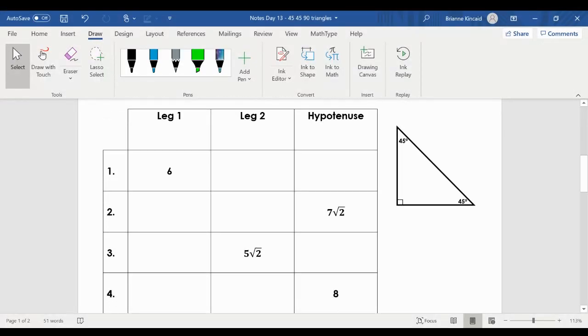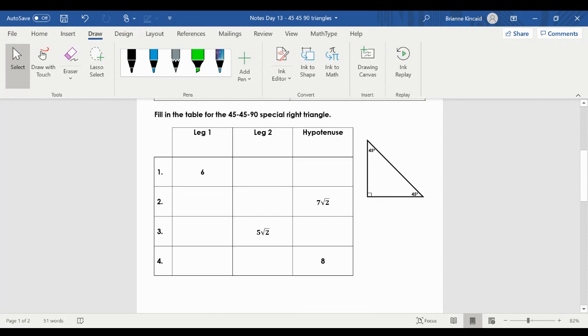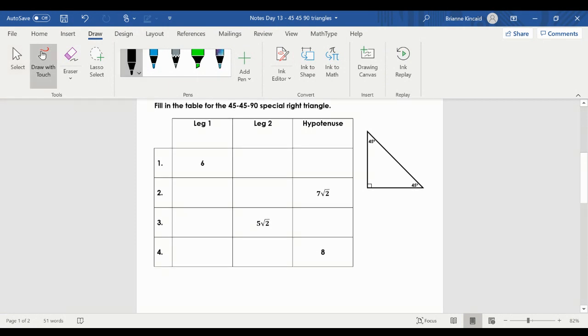So we're going to start by filling in a table for 45, 45, 90. Your picture is here for you again. Remember, it's x, x, and x radical 2. And then what I like to do is, when it says leg 1, leg 2, and hypotenuse, I like to fill those in. So each leg is x, and then the hypotenuse is x radical 2. So for the first one, if leg 1 is 6, that means x is 6, so leg 2 is 6, which means the hypotenuse is going to be 6 radical 2.